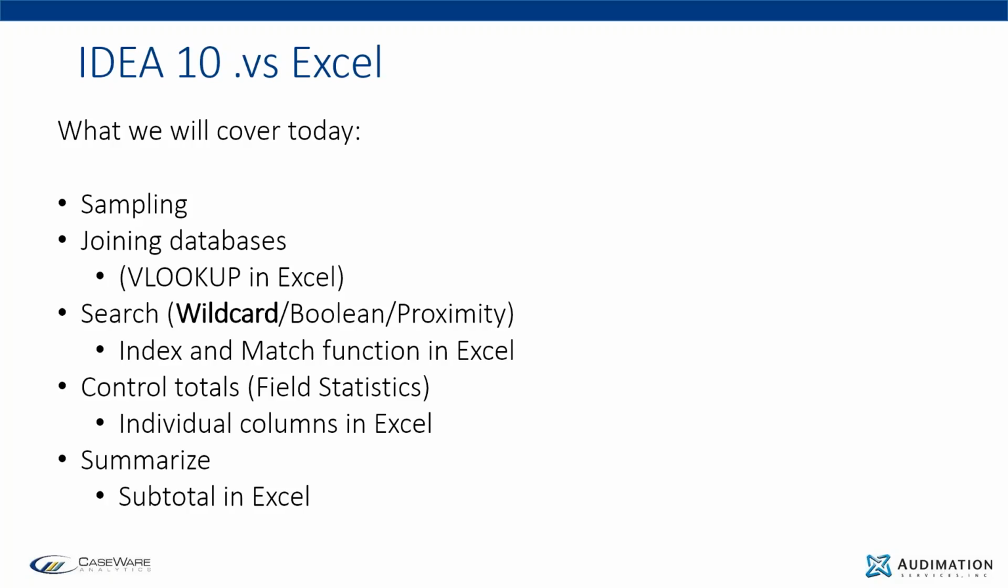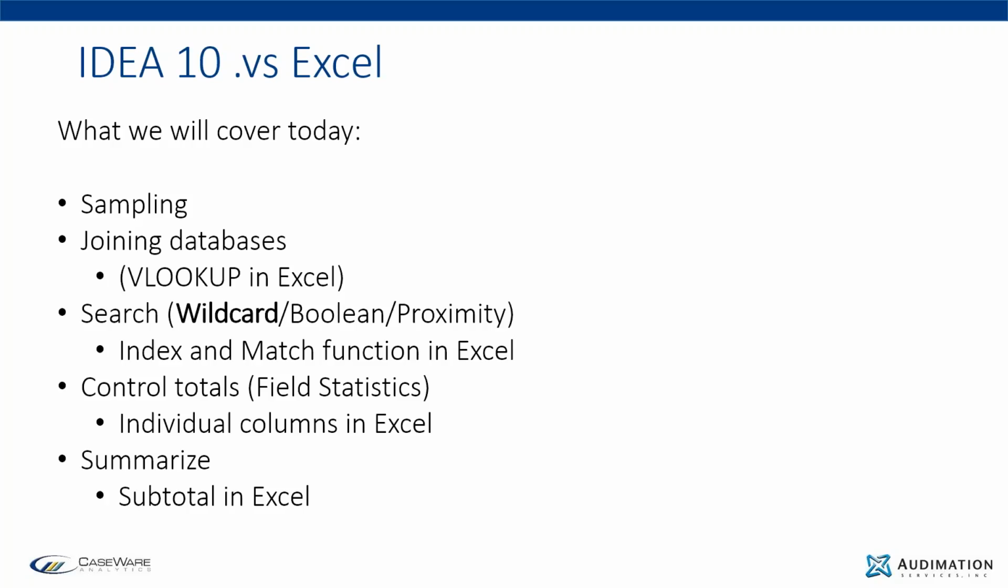From a database point of view, you have to have a key value. You have to have a value that you can match together from one data set to the other in order to be able to join those together and get a more robust look at the data. VLOOKUP is awesome, but it has a little bit of inherent weaknesses when compared to how simple it is and how robust it is in IDEA.